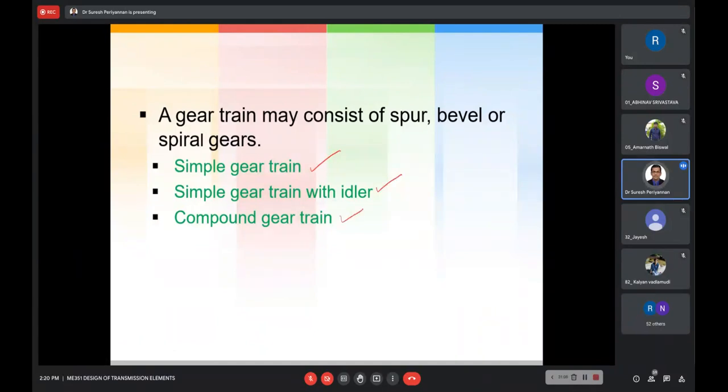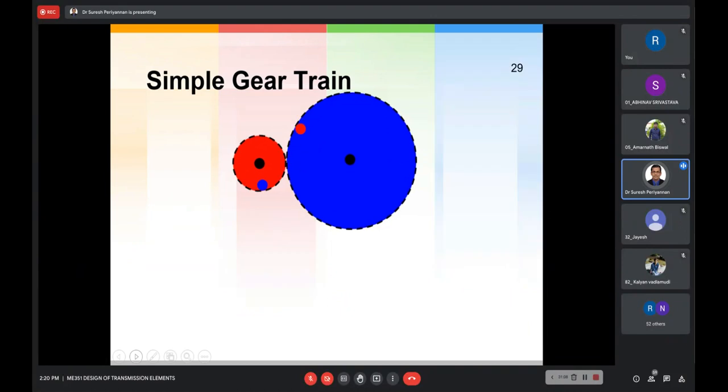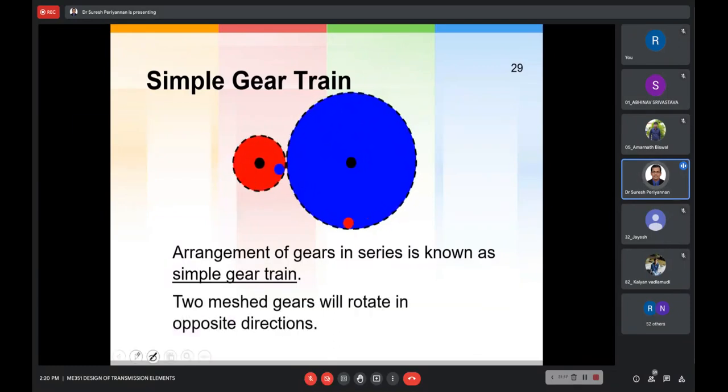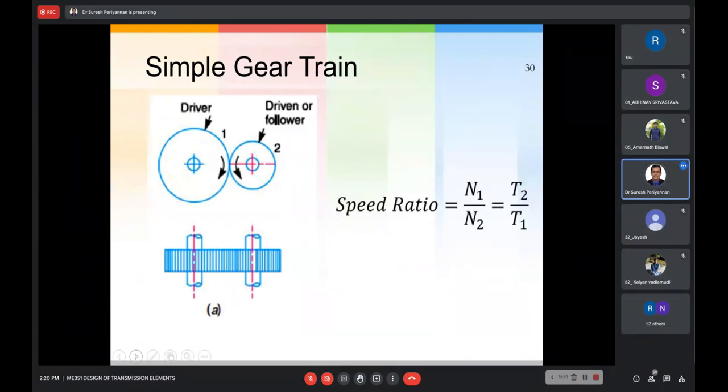Simple gear train with the idler pulley, and compound gear train. This is a simple gear train, an arrangement of a series of gears. Two meshed gears rotate in opposite directions. For the gear speed ratio, these basics are important when we design the gear. N1, the speed of the pinion divided by the speed of the gear, is equal to the number of teeth on the gear divided by the number of teeth on the pinion.